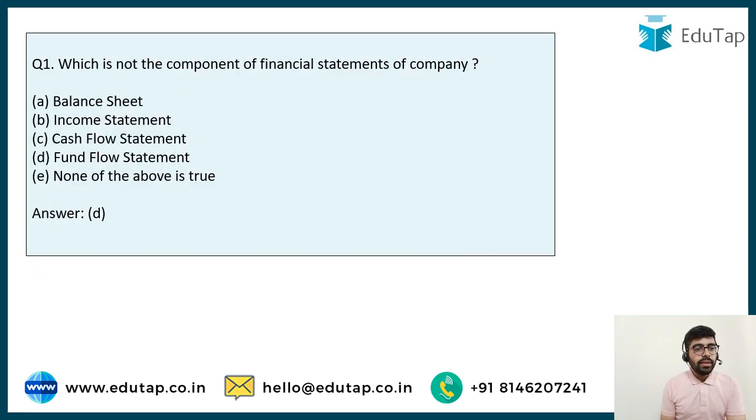So guys, now we can easily answer this question. Out of the following, the balance sheet, income statement and cash flow statement are definitely financial statements of a company. Fund flow statement is not a financial statement of the company which is to be prepared and disclosed separately in the annual report of the company. It may be prepared by the company, but it is generally not shown along with the financial statements of the company. So the appropriate answer is going to be option number D.